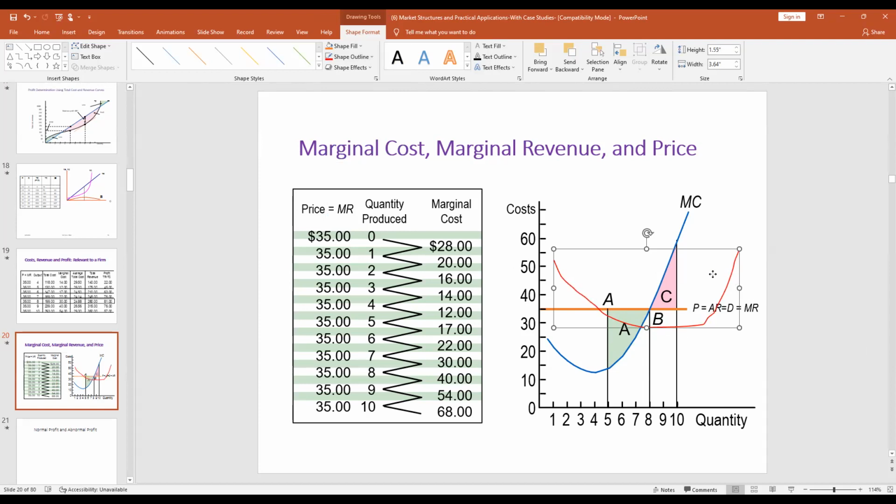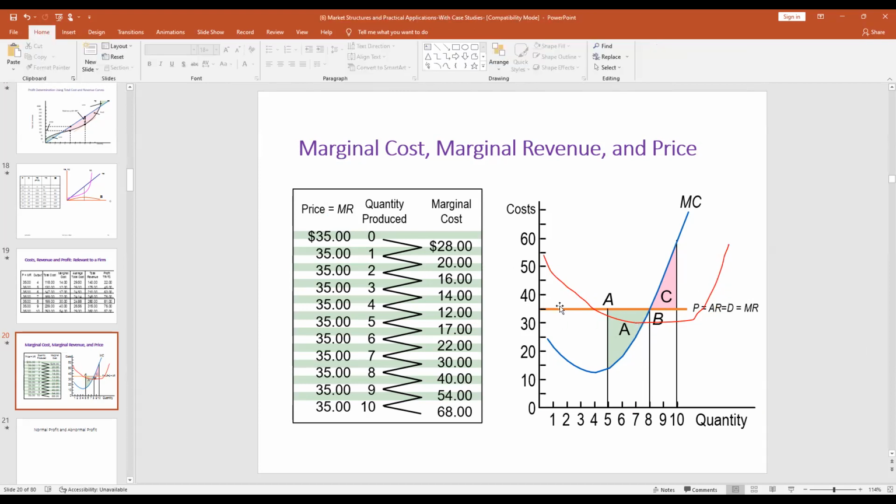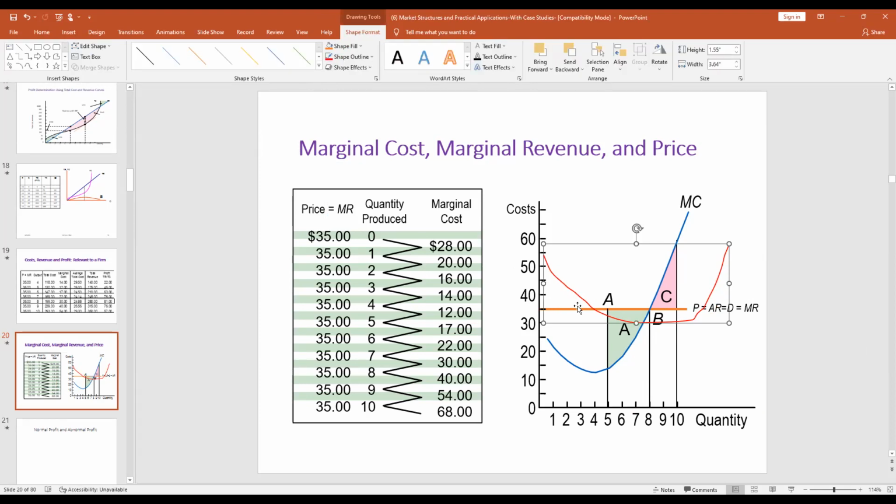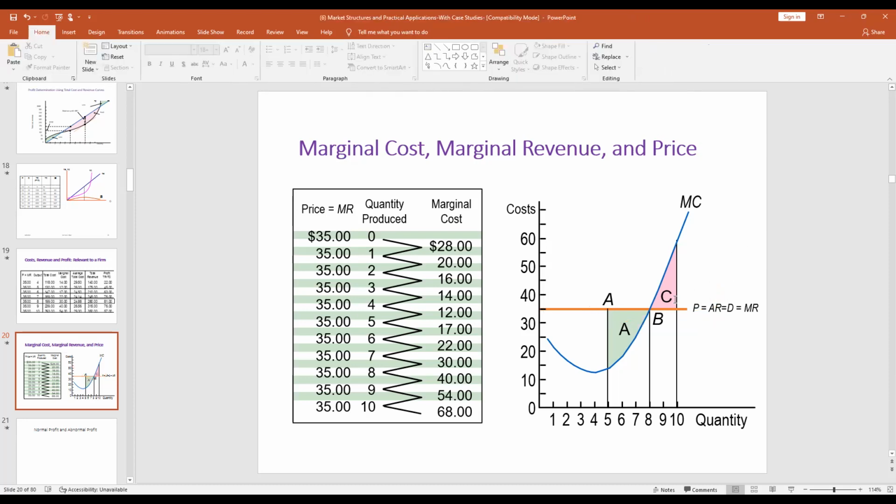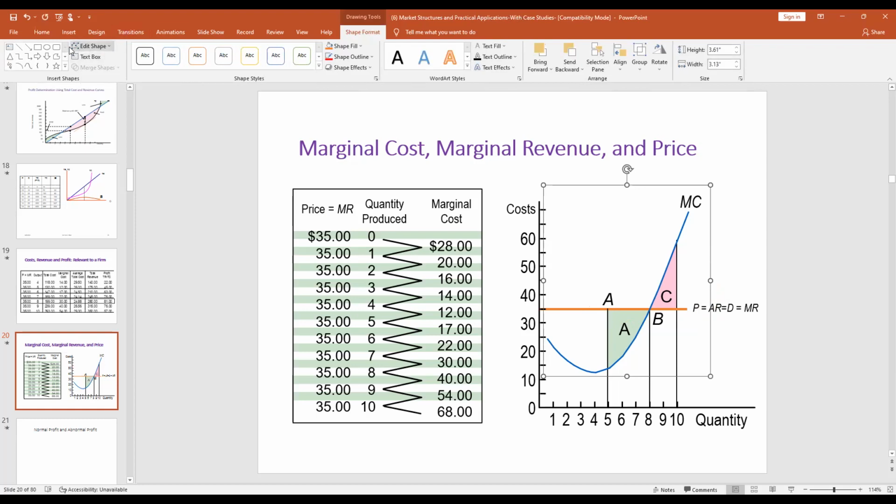Now you see, the MC curve is crossing the AC curve at the AC minimum point. Then this is the place where we can see the AC. The point MC equal to MR is here. This point is MC equal to MR. I would like to put it here.